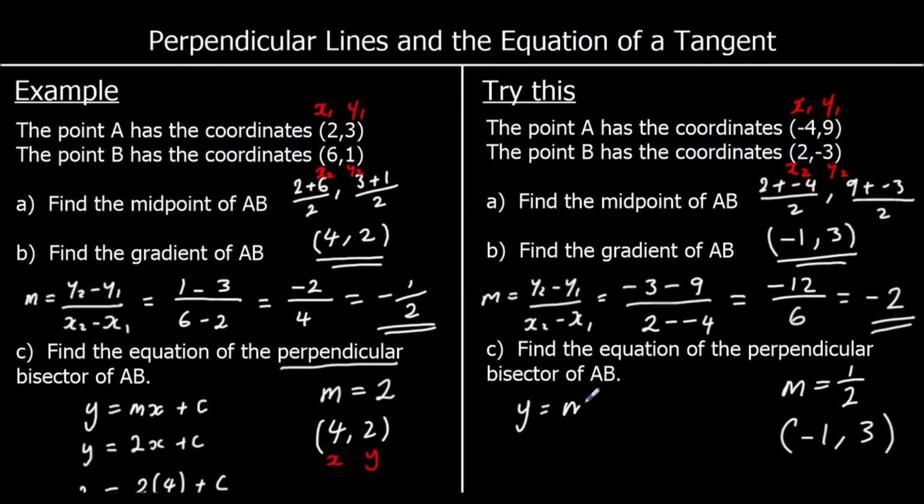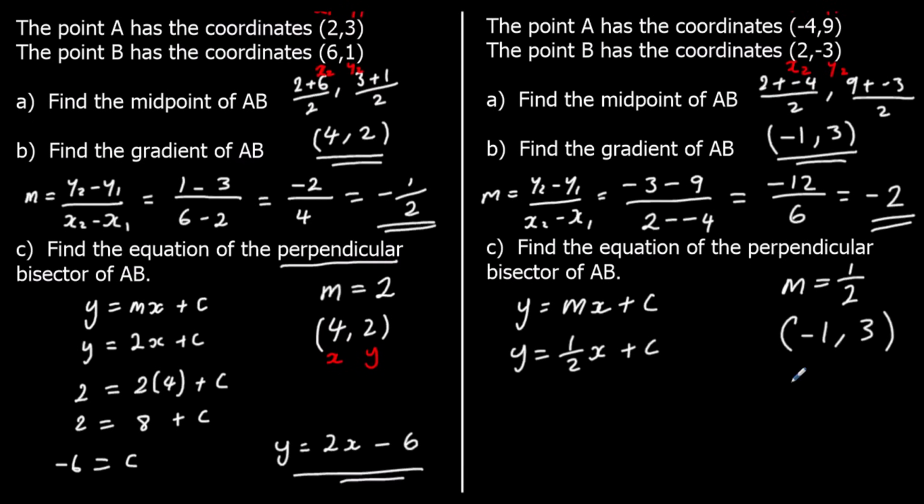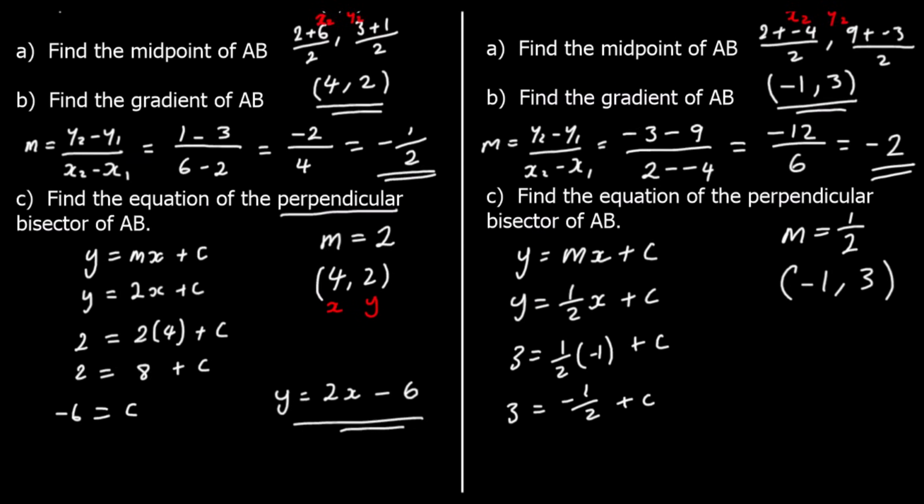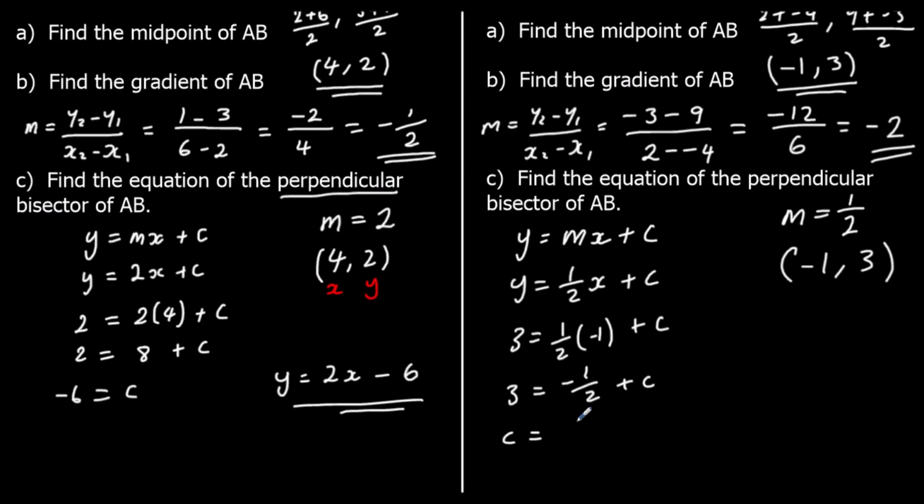So the equation of a line is in the form y equals mx plus c. We know m is a half, so y equals half x plus c. And we can substitute in our x and y to find c. So x is -1, y is 3. So we have 3 equals half times -1 plus c. So 3 equals minus a half plus c. So add half to both sides. So we can say c is 3.5 or 7/2, either one. So our equation is y equals half x plus 7/2.